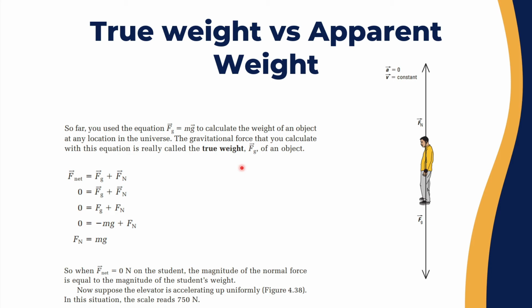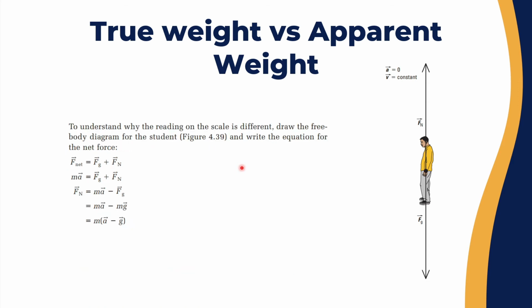That's one thing. Now, what if the elevator is accelerating up uniformly? In this situation, the scale will read 750 newtons. Why is that? Based on the free body diagram, F net equals Fg plus Fn. In this case, F net equals m times a, which equals Fg plus F normal. Rearranging the equation, F normal equals mass times acceleration minus Fg, so Fn equals m a minus m g. You can take m as a common factor. F normal equals mass multiplied by the acceleration minus the gravitational acceleration.